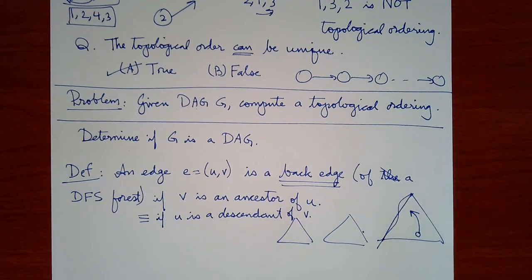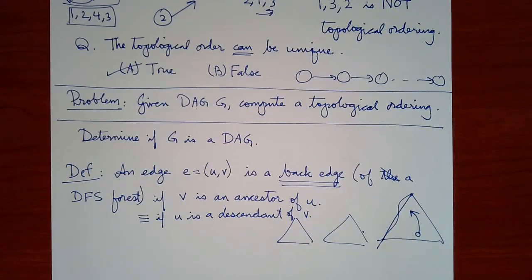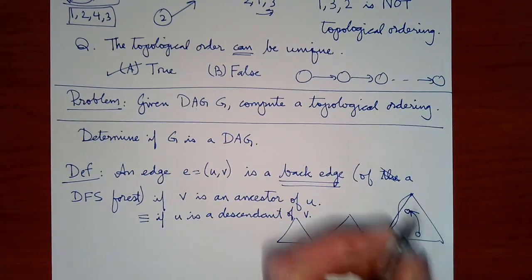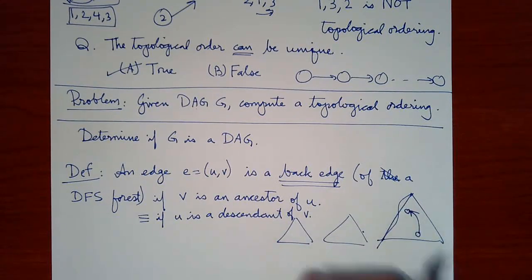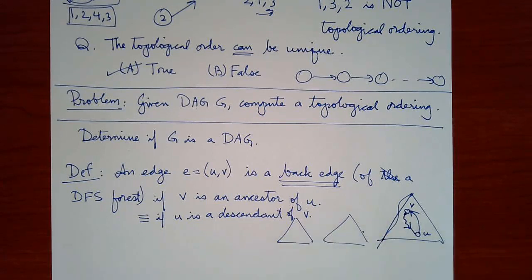Okay, so if a back edge is present, can the graph be a DAG? No. Why not? Because you can just take the path from V to U, and then the back edge is a cycle. You get a cycle, exactly. So here you have a back edge from U to V. Now V is an ancestor, so obviously there is a path in the DFS forest, and that gives you your cycle.